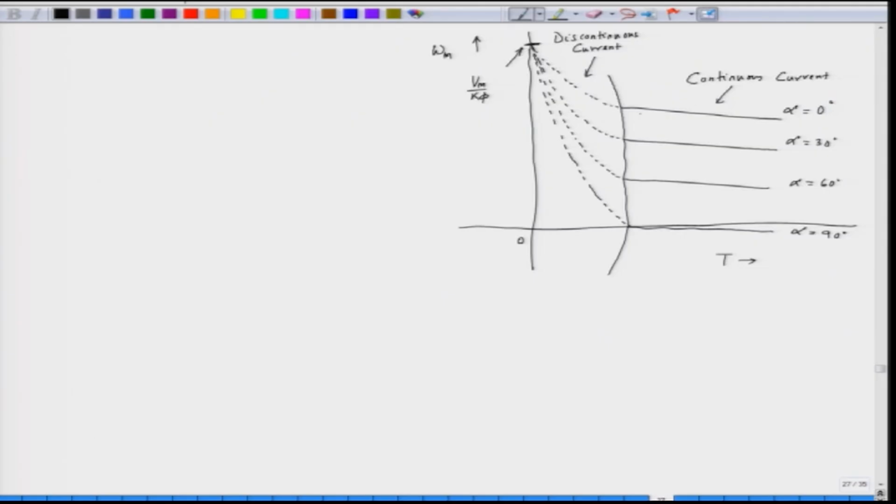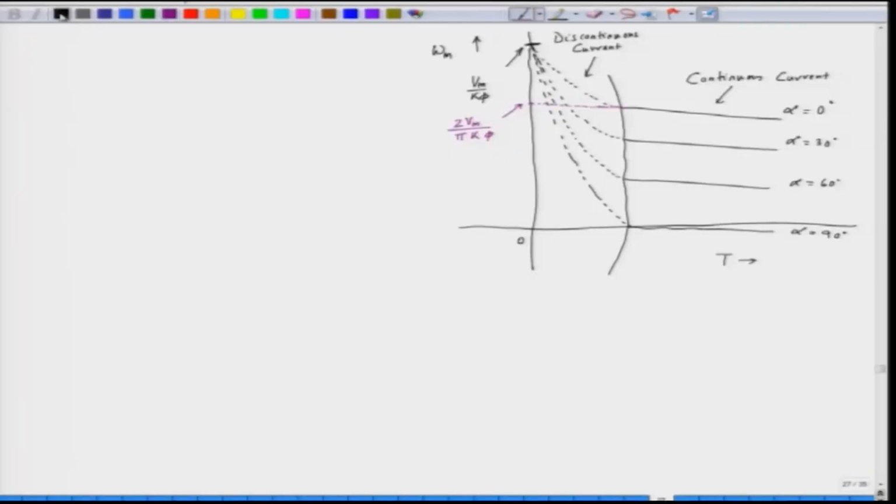However, if we extend the continuous current operation, assuming that the current will remain perfectly continuous, it will cut the y axis at a value which is 2 V m by pi into k phi. The no load speed under discontinuous current operation is V m by k phi, because the back EMF under no load condition is equal to V m, and that is why the no load speed for discontinuous current operation is V m by k phi.